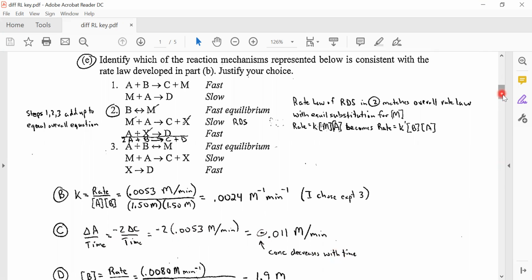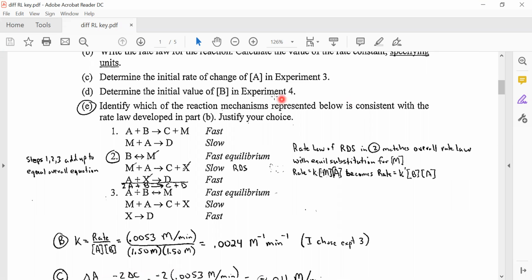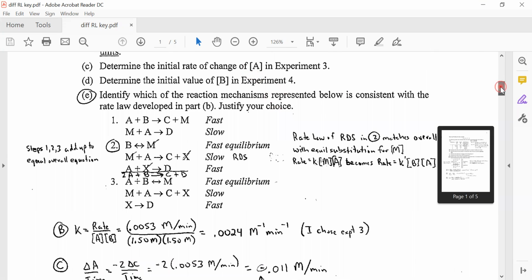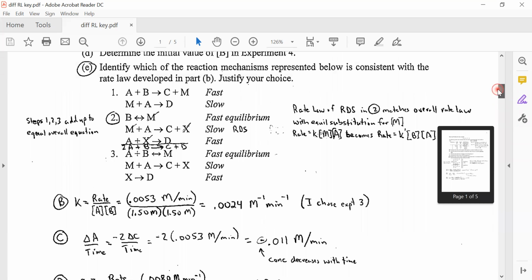Looking at how the question was worded, determine the initial rate of change, you want to indicate either with a sign or by stating it that it's decreasing, but it's going to be twice as fast. You get rid of A twice as fast as you form C. So that is what I'm doing, I'm just looking at those ratios.